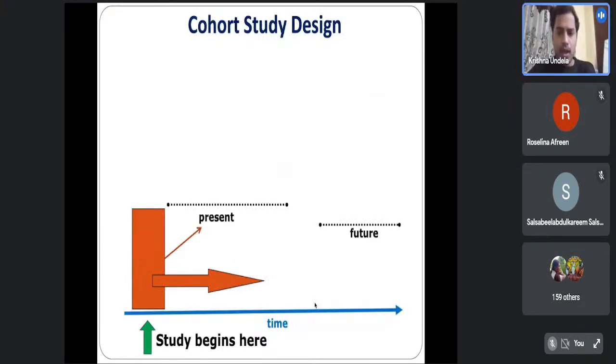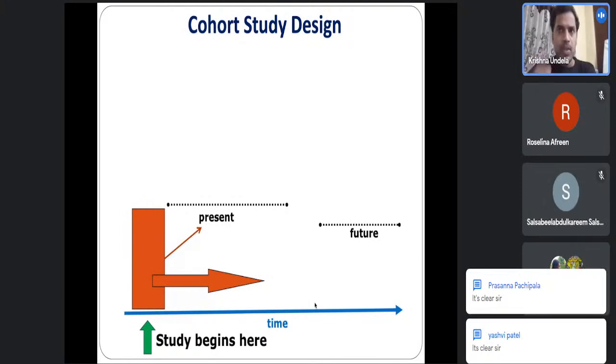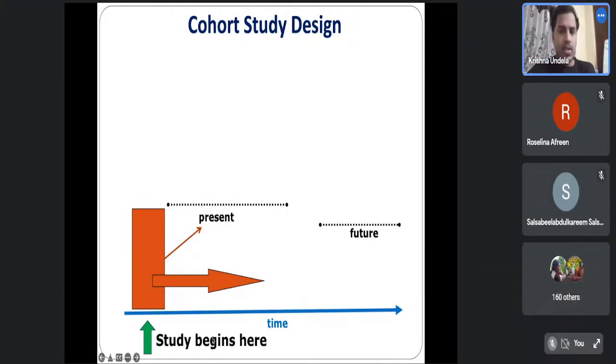I want to explain the same thing in a different way so that it stays in your mind for a longer time. So we are going to understand the cohort study, right? We start the study here, and time is going into the future. At the start of the study, at present, we have the study population who are free from the disease. That means we have the study population, the smokers for example, who are free from the disease. Free from the disease means free from the outcome.